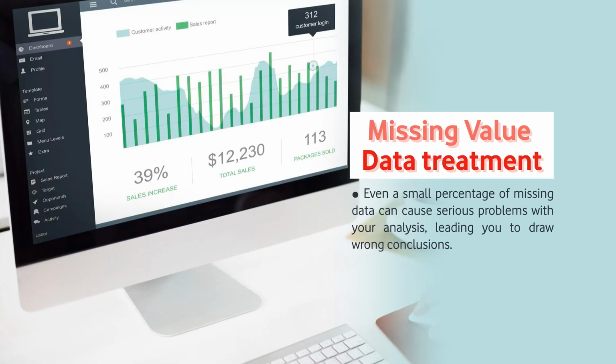Even a small percentage of missing data can cause serious problems with your analysis, leading you to draw wrong conclusions. This is how the missing values produce misleading outputs, which in turn result in wrong conclusions. This is how we can understand the role of missing values in the data set. Now, going forward, we need to understand how we address these missing values, and what kind of solution or treatment you as a researcher are going to follow.